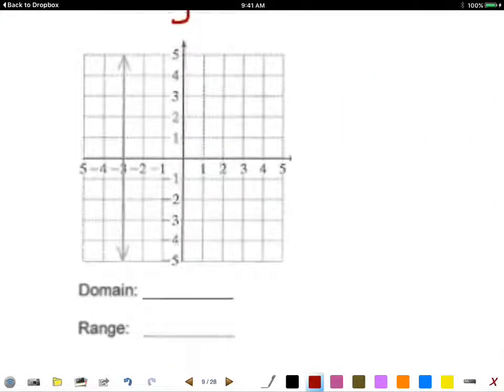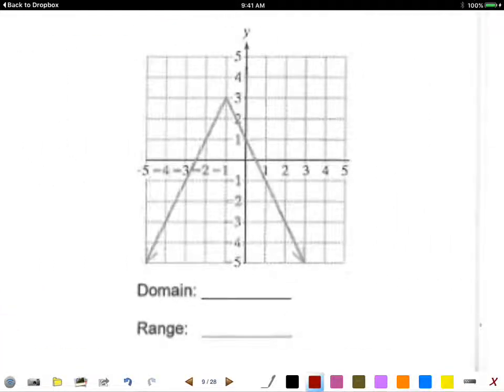Okay, this one right here, x values. -3. And only -3, right? It doesn't go anywhere else, so we're going to actually just write x equals -3. Okay, what about the range? How far up and down? All real numbers. They're all legit numbers.